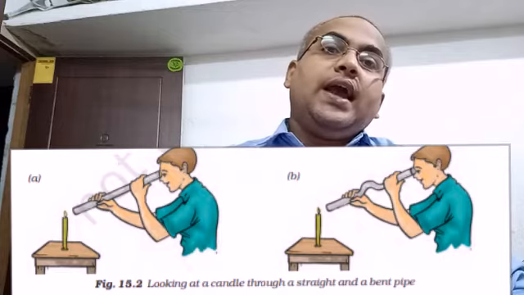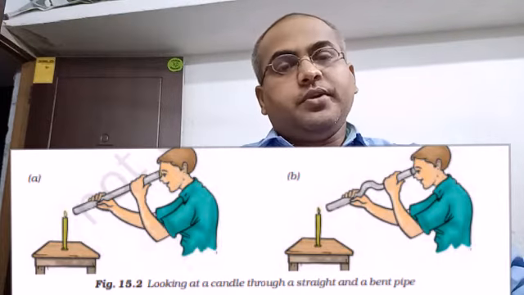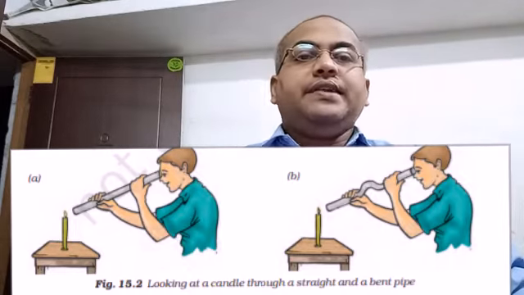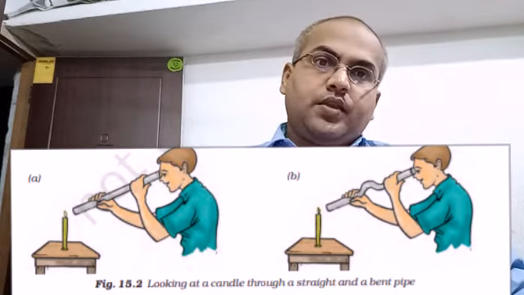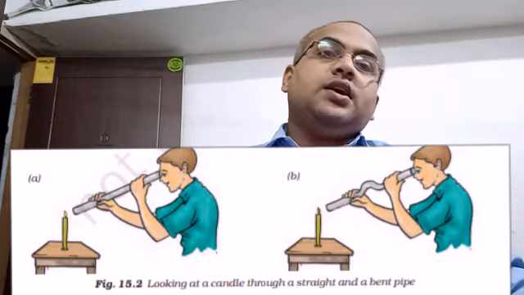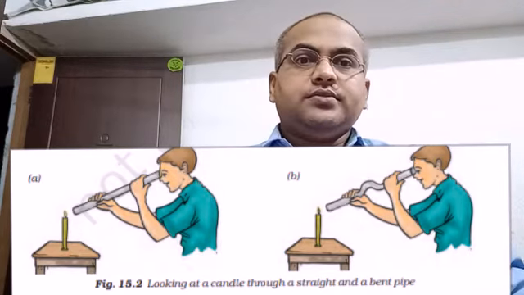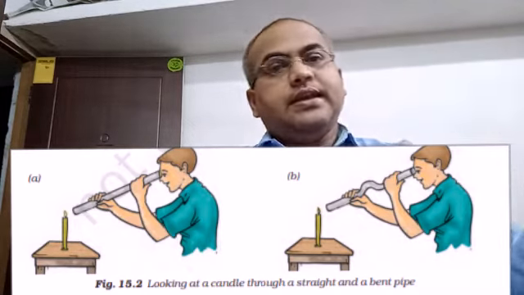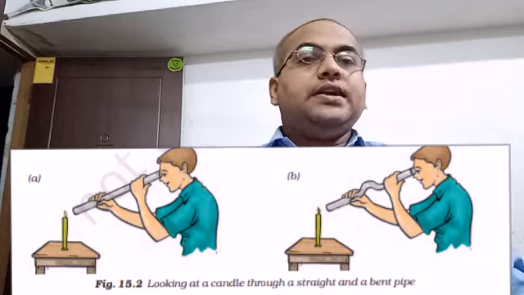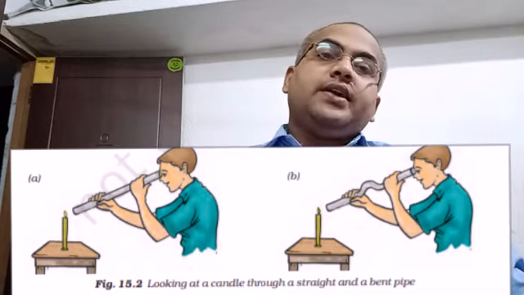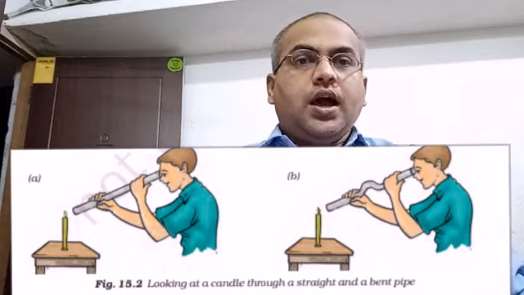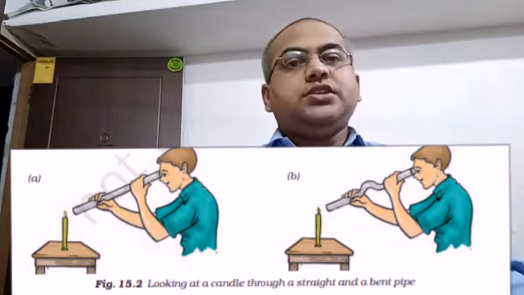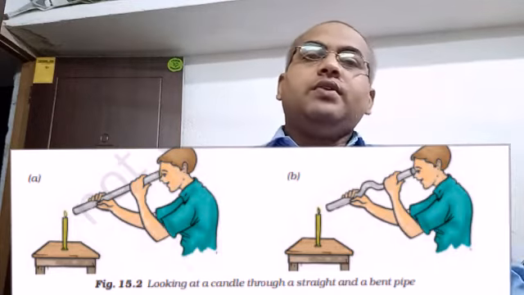In class 6 we had done an experiment in which we proved that light travels in a straight line. So what was the activity we had done there? We light a candle in a dark room. And then we take a rubber pipe, a bent rubber pipe. When you try to see the candle through this bent pipe, you are not able to see it.